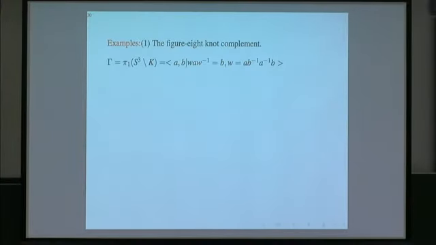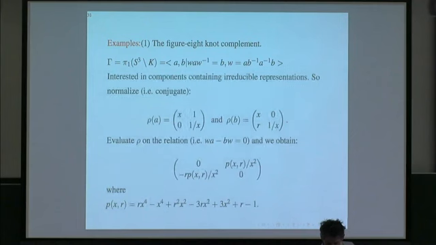So let's do an example here. So let's take the figure 8 knot and compute the canonical component right here. Now, my mathematical license expired, and I haven't been able to renew it yet. So I'll just do it here. So what do we want to do? We want to normalize this. We're looking at components that contain irreducible representations. So what one can do is just conjugate so that rho of A fixes infinity and rho of B fixes 0.